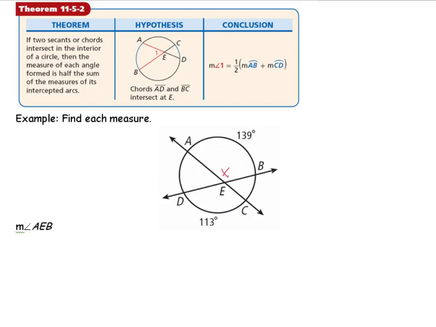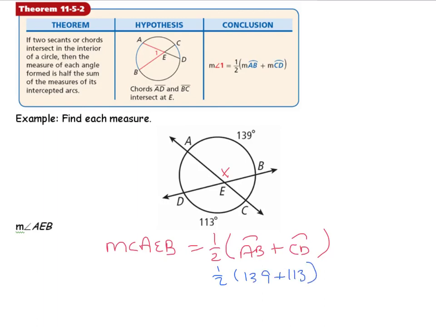So the measure of angle AEB is going to equal 1/2 of the arc AB plus the arc CD. So this is 1/2 of 139 plus 113. So this is going to give me 126 degrees.